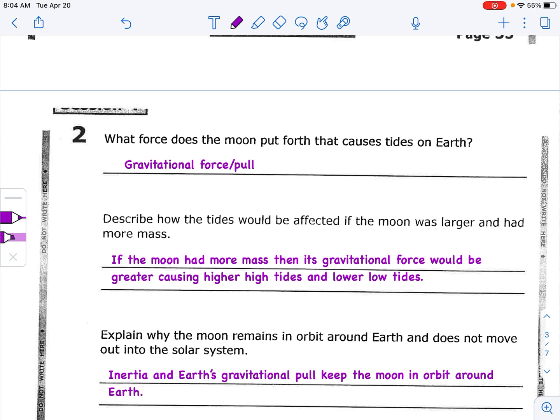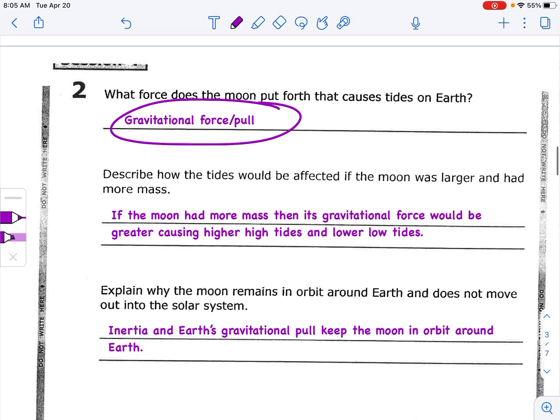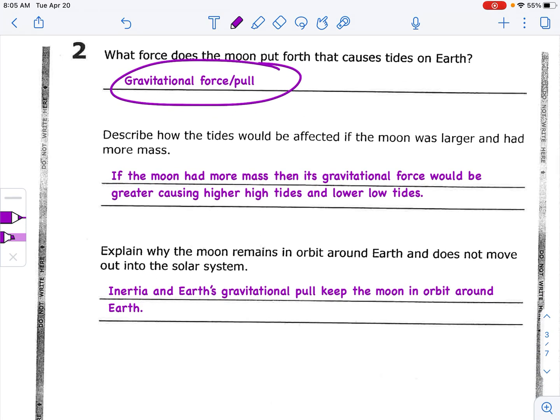What force does the moon put forth that causes tides on Earth? That's a gravitational force. Describe how the tides would be affected if the moon was larger and had more mass. Well, if the moon was larger, it's going to have a stronger gravitational pull. So if the moon has more mass, then its gravitational force would be greater, causing higher high tides and lower low tides.